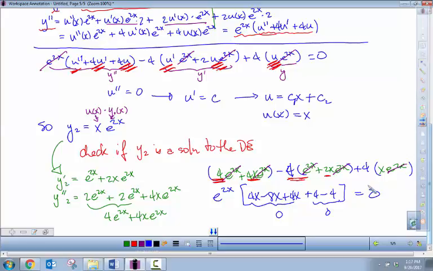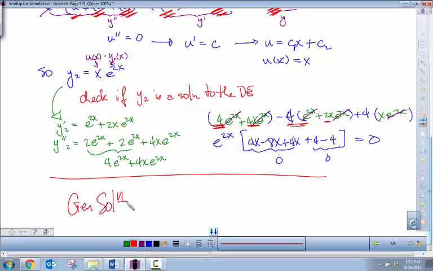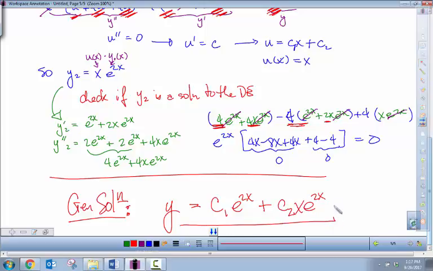It worked. So would the general solution to this be... Oh, yeah. So our general solution, y is going to be equal to, what's our first solution? We'll multiply that by a constant times e to the 2x. And then our second solution, x e to the 2x. And again, multiply that by another constant. There you go. Two-parameter family for a second-order differential equation. Bam.